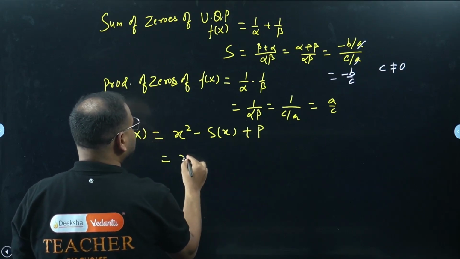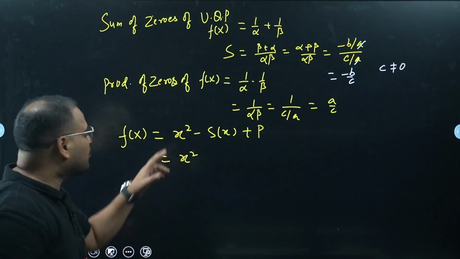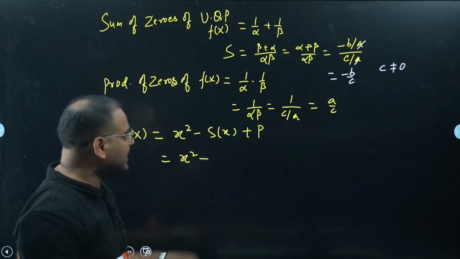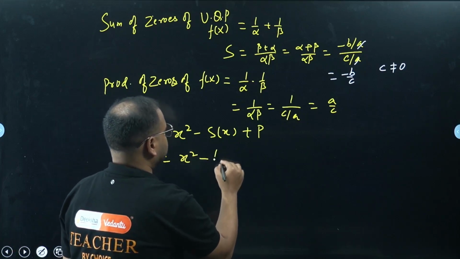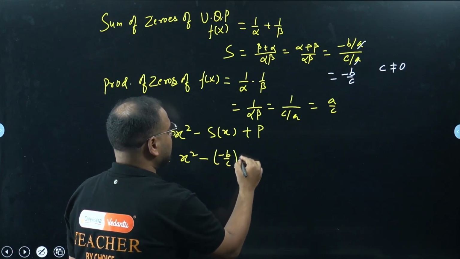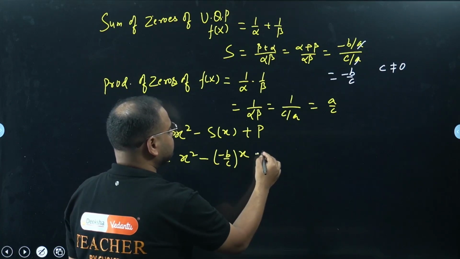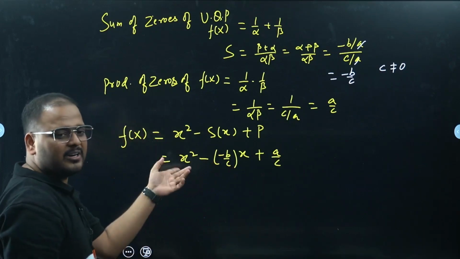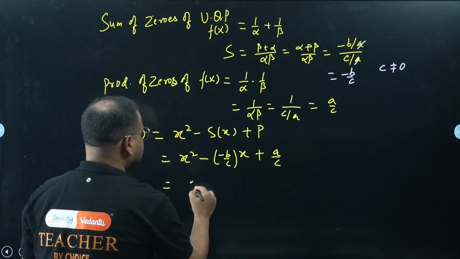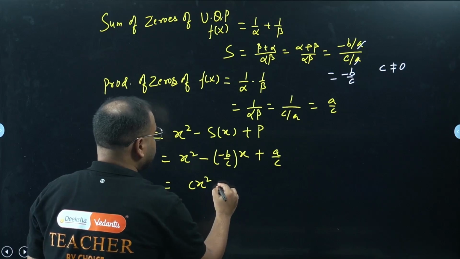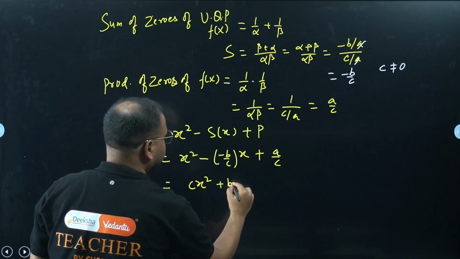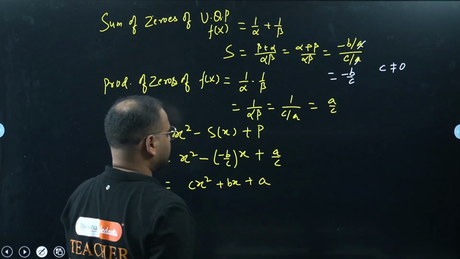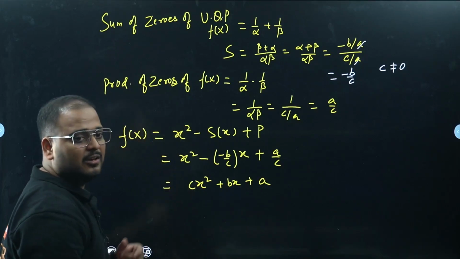Write x square as it is, but we do not know the coefficient. What value can it be? So let's go here. S is minus b by c times x. What is P? P is a by c. c is common in the denominator. Let's multiply everything with c. We get cx square plus bx plus a. Because if you multiply everything with c, are you missing this step?